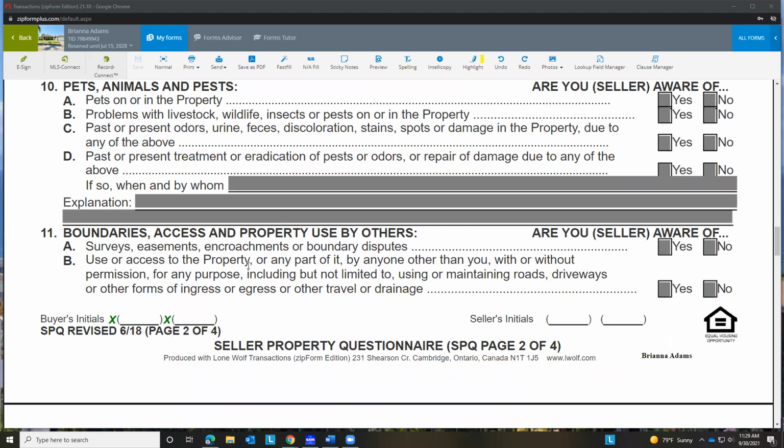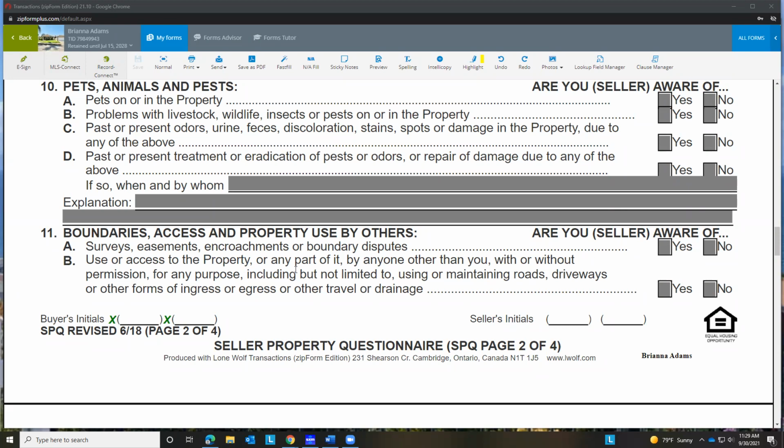11, boundaries, access and property use by others. Surveys, easements, encroachments, or boundary disputes. If they're fighting with their neighbors over the fence, absolutely say yes. This happens more times than you think, and I have been on many a file where that is going on.